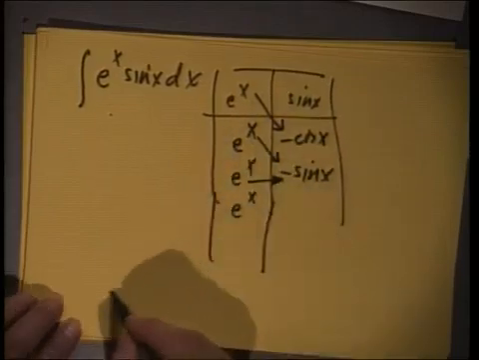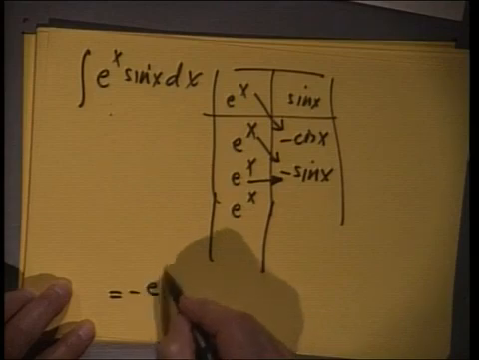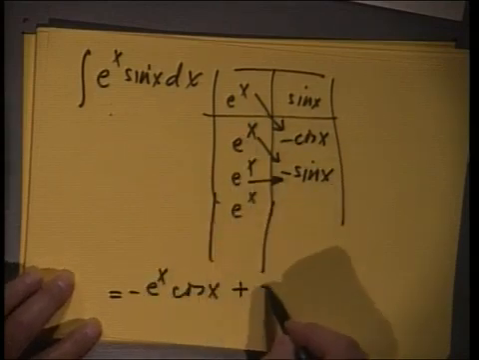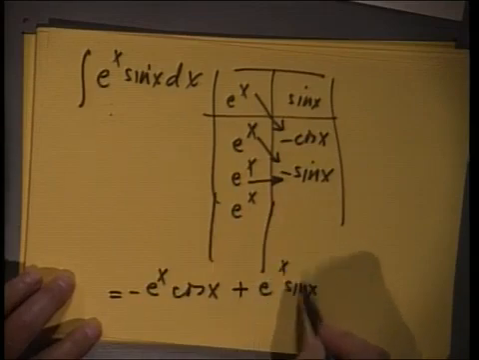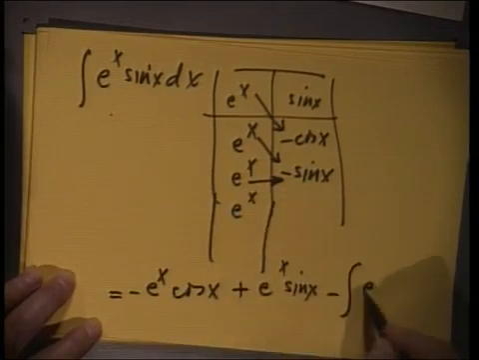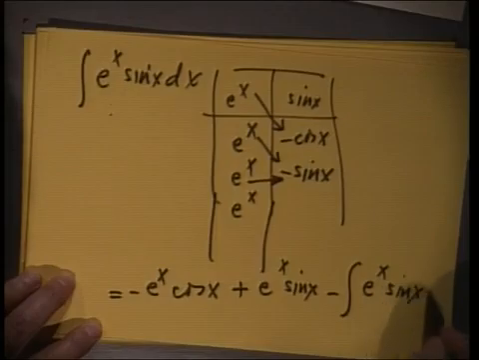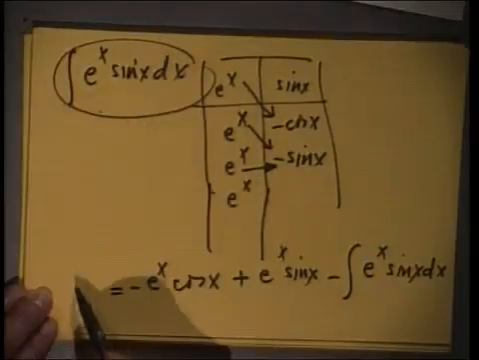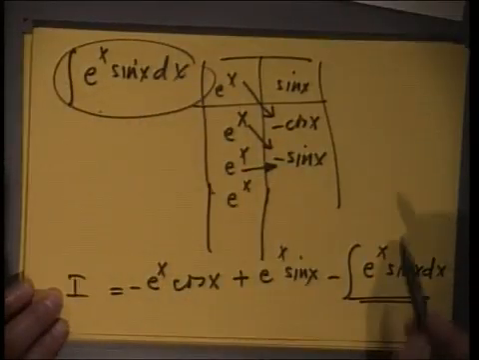So you get, this is equal to minus e to the x cosine x, and this you invert the sign, plus e to the x sine x, and then minus the integral of e to the x sine x dx. This is what you obtain. But you remember something. This is the integral, which is the unknown. And you see it here again, I.